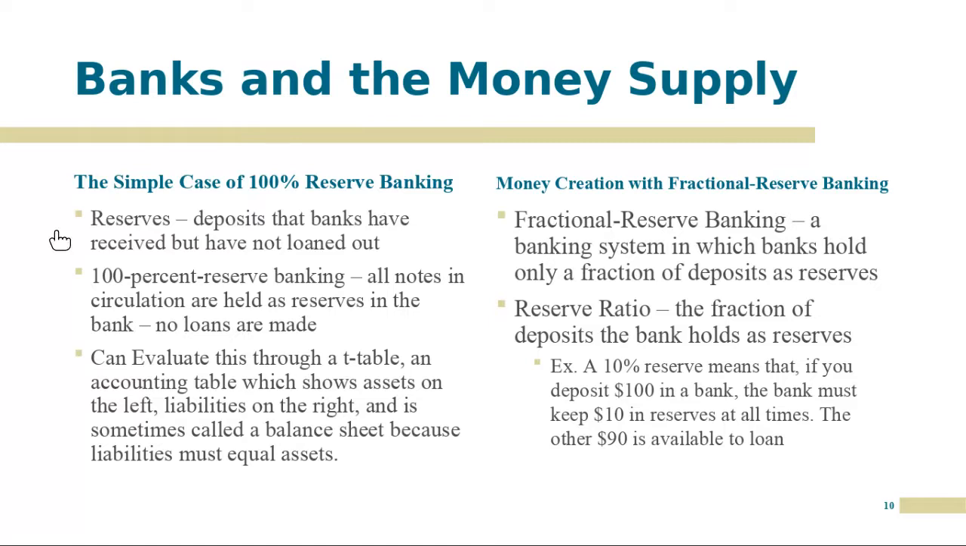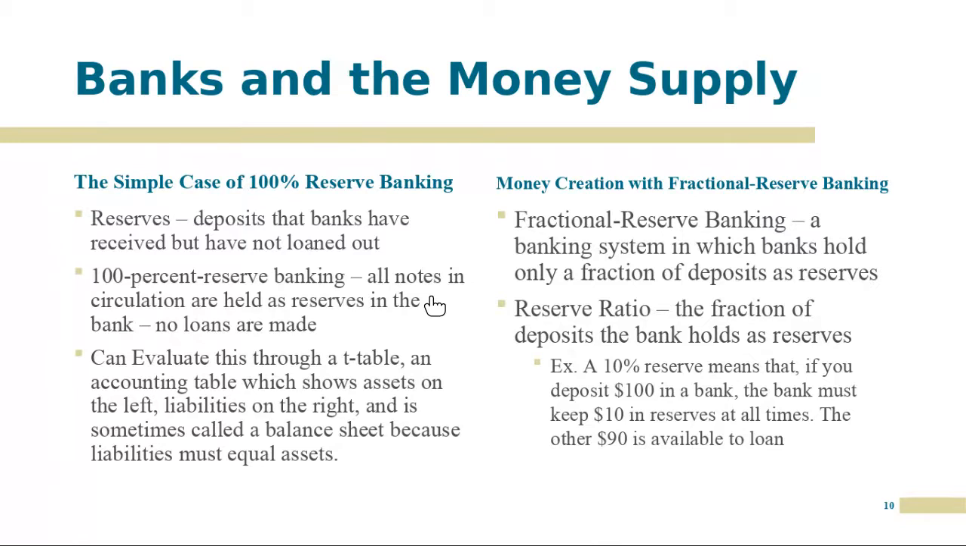So now we're going to get into answering how did $1,100 billion of currency multiply into $10,400 billion of money? And the answer is simply because we don't operate what's called a simple case of 100% reserve banking. What 100% reserve banking means is the case in which banks never make loans. All notes in circulation are held as reserves in the bank, i.e. no loans are made. So when you put $100 in the bank, that bank takes the $100, sticks it in an account and says, when you want it, here it is.